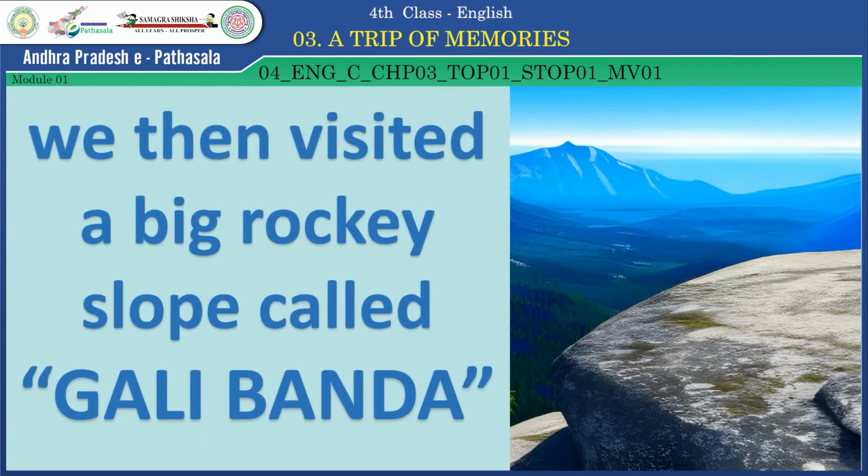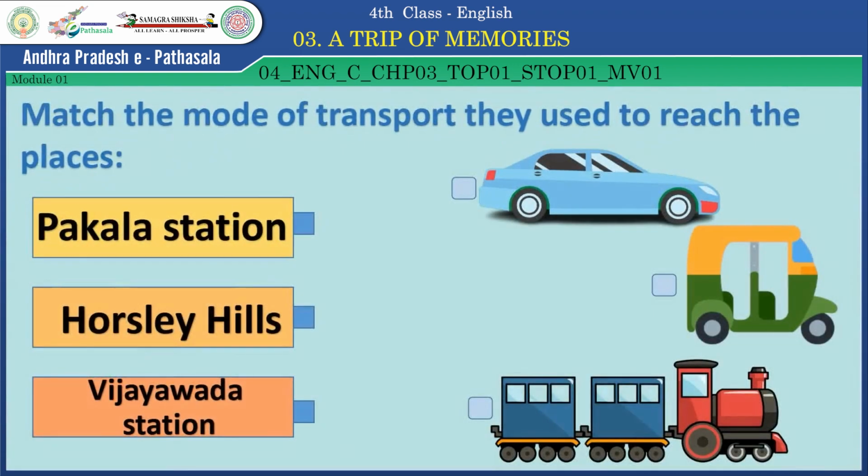Let's check our understanding so far. Match the mode of transport they use to reach places. Match them with respect to the pictures given. Pakala. Whether by car, auto or train. Horsley Hills. Is it by car, auto or train? Vijayawada Station. The options are car, auto or train.